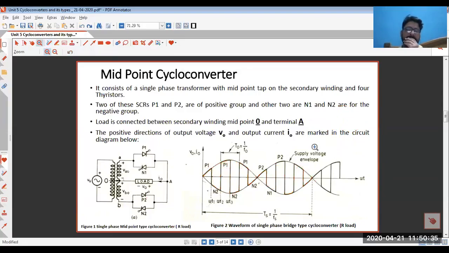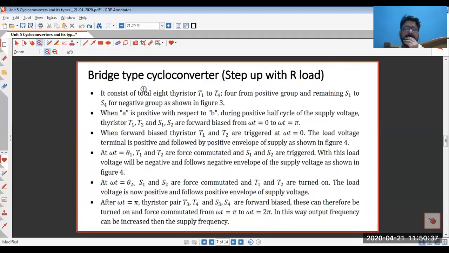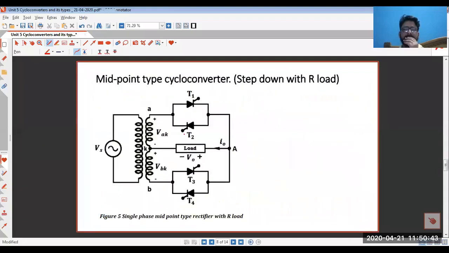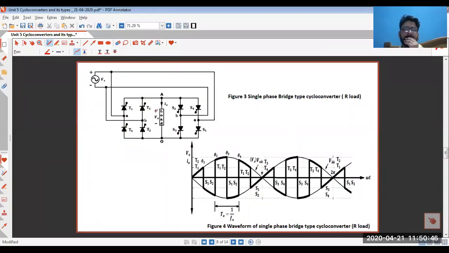If you have any questions, you are most welcome with your query. Similarly, the bridge type cycloconverter also has the same type of working. The only difference is that here the SCRs work in pairs basically. So if you have any doubts, you can ask me.